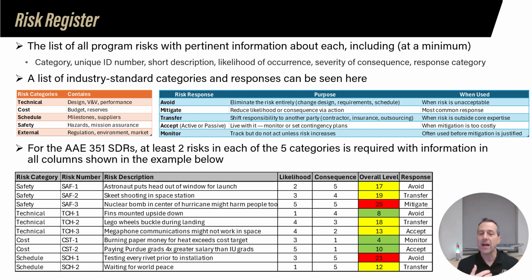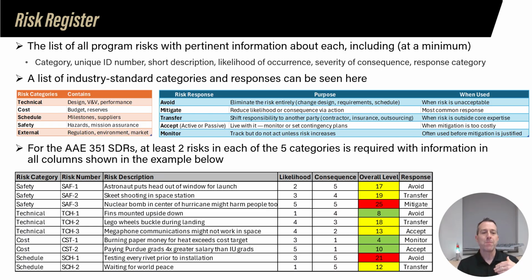And there's 5 risk responses that are also most typical: avoid, mitigate, transfer, accept, and monitor. So the descriptions of the purpose and when you use them are all included here. So I'm not going to go into a lot of detail there.